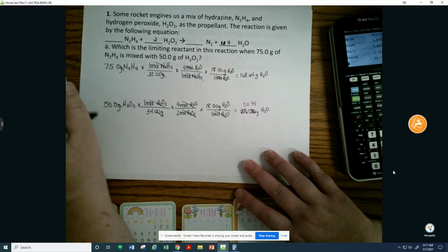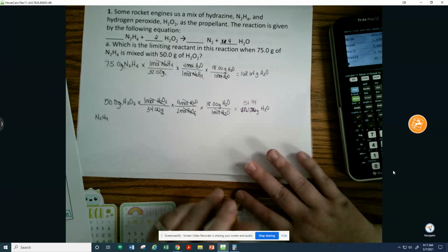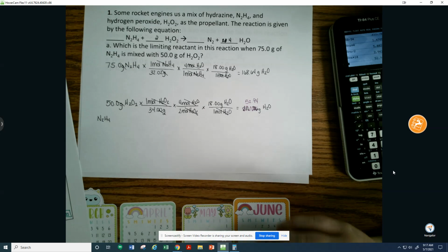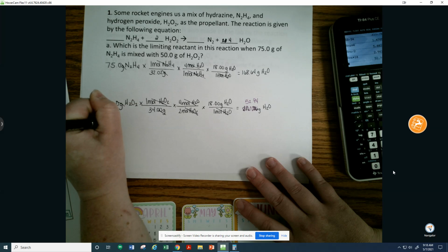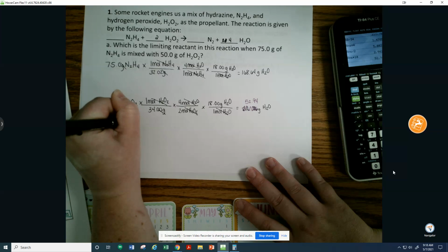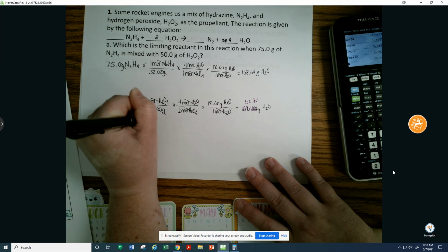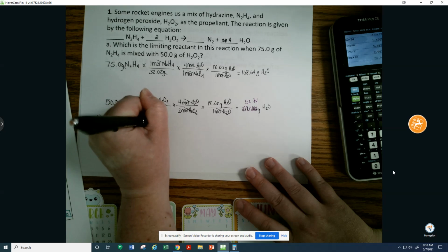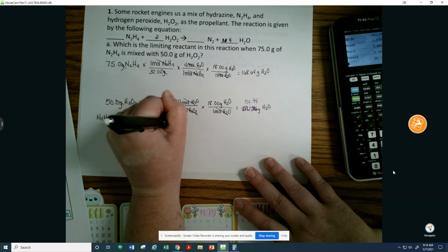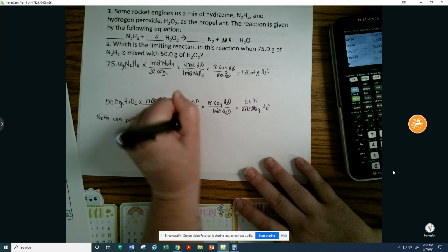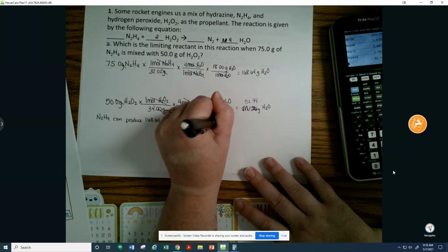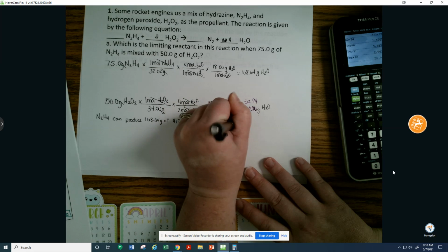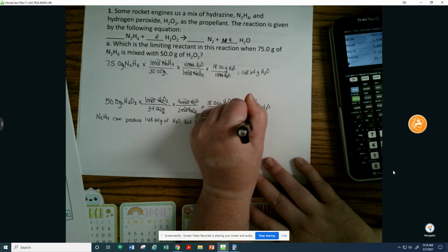So what we're saying here is the hydrazine, so N2H4, and we're going to do this with just this first problem. So again, you have something to refer to as you look at your notes as a source. So N2H4 can produce 168.64 grams of water, but hydrogen peroxide can only produce 52.94.